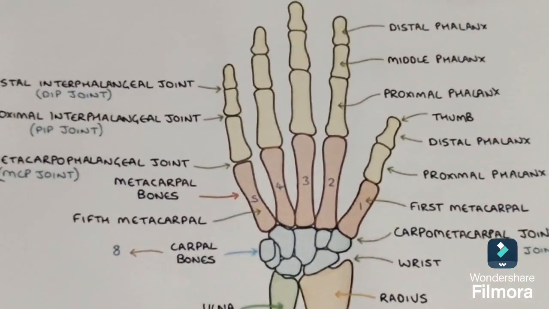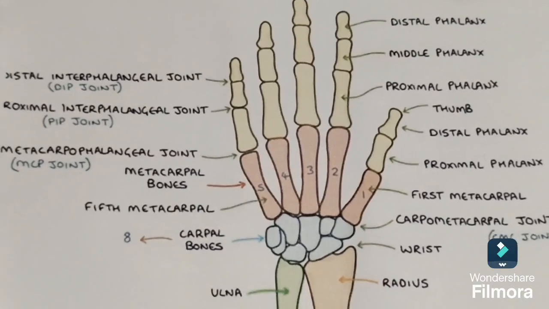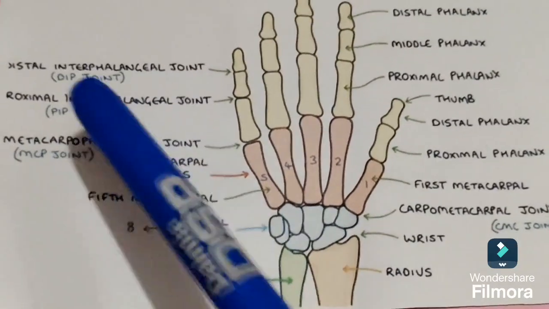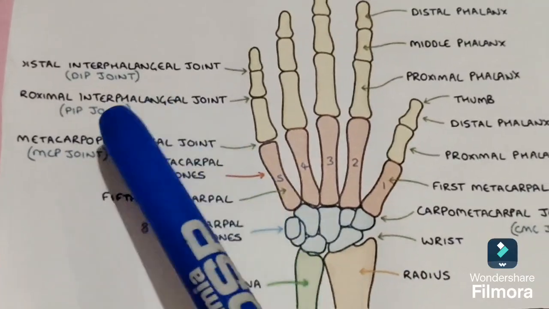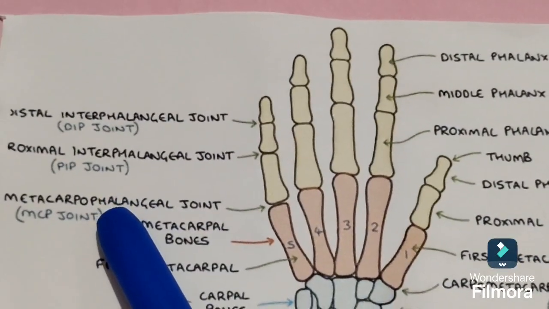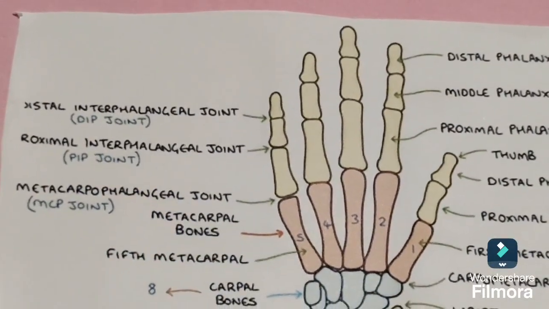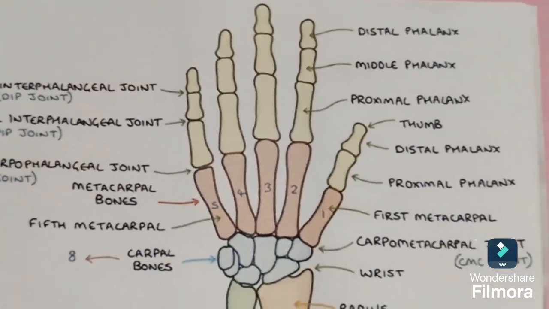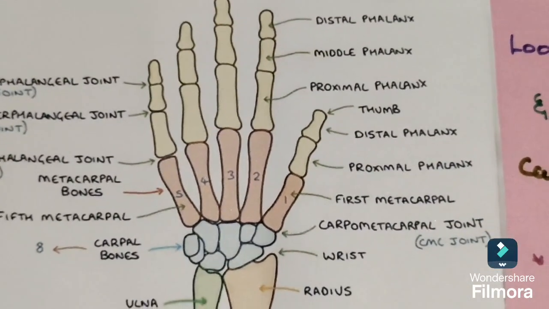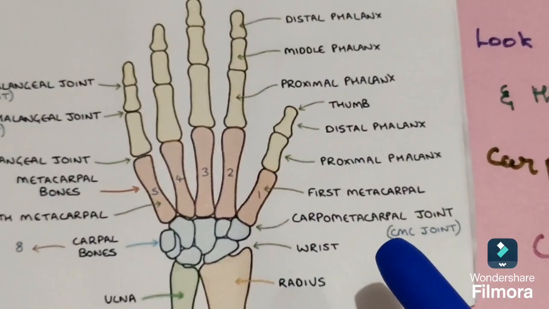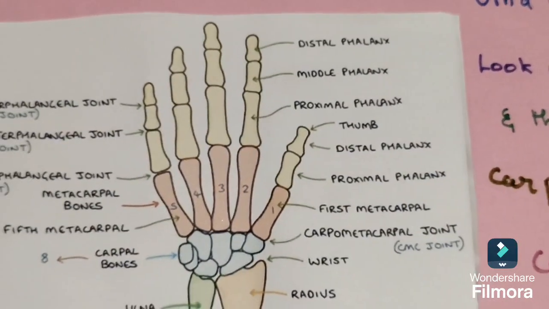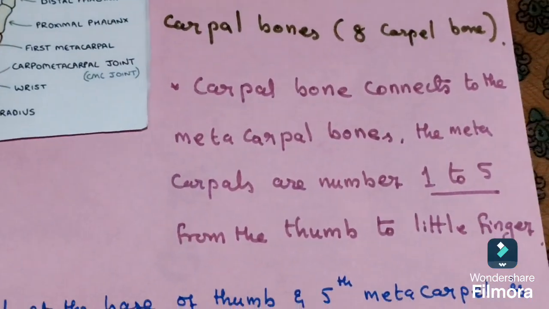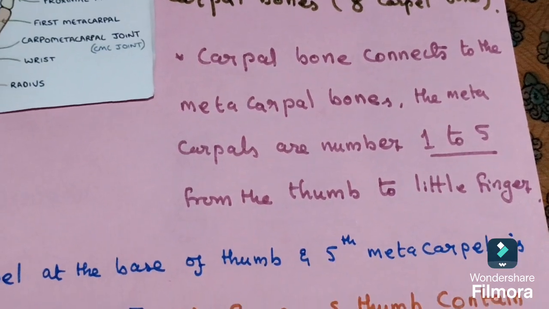Then the proximal interphalangeal joint, the PIP joint. At the base of the thumb is the carpometacarpal joint, the CMC joint. So the carpal bone connects to the metacarpal bone.